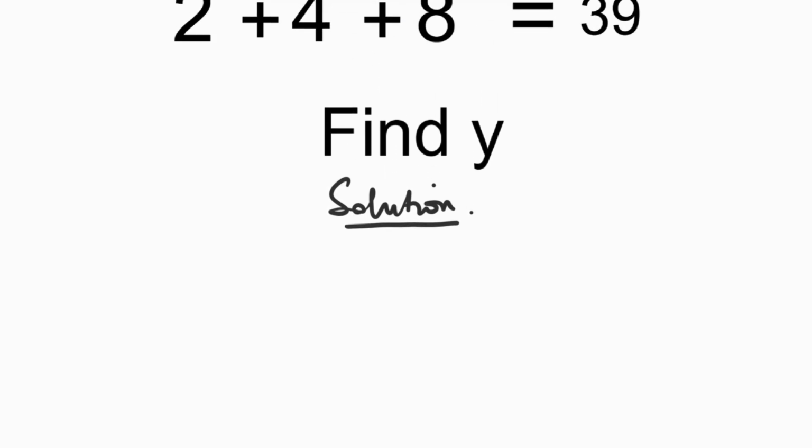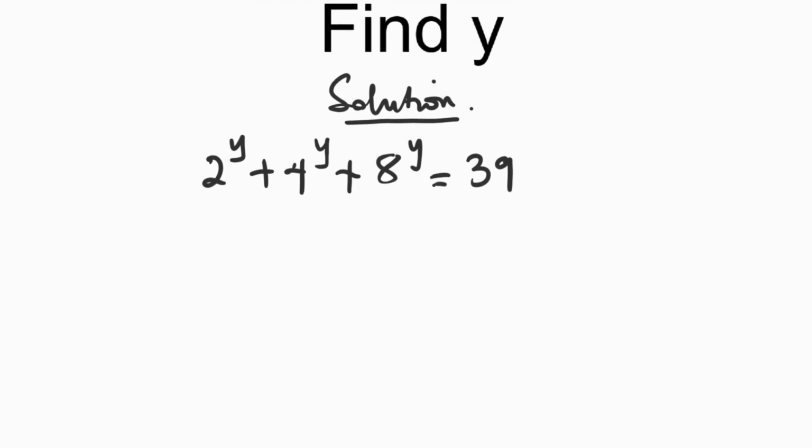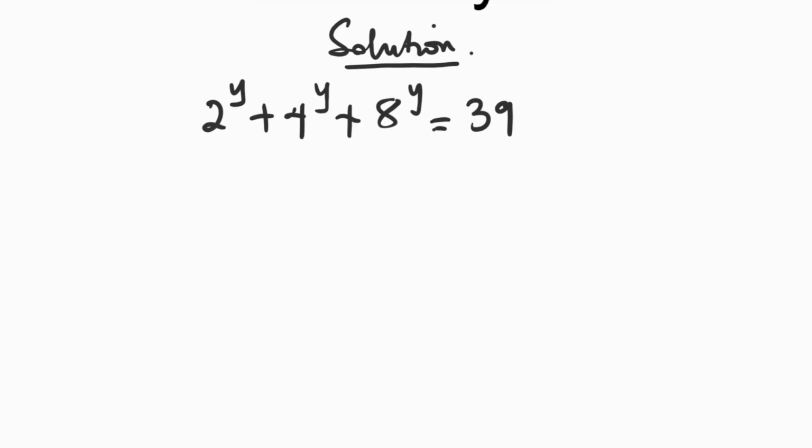So we have the solution: 2 raised to the power y plus 4 raised to the power y plus 8 raised to the power y is equal to 39. Now we can rewrite 4 and 8 to have 2 similar to the 2 raised to the power y. So we can rewrite them as 2 raised to the power something. So 4 we can rewrite to 2 raised to the power 2, and 8 we can rewrite to 2 raised to the power 3.